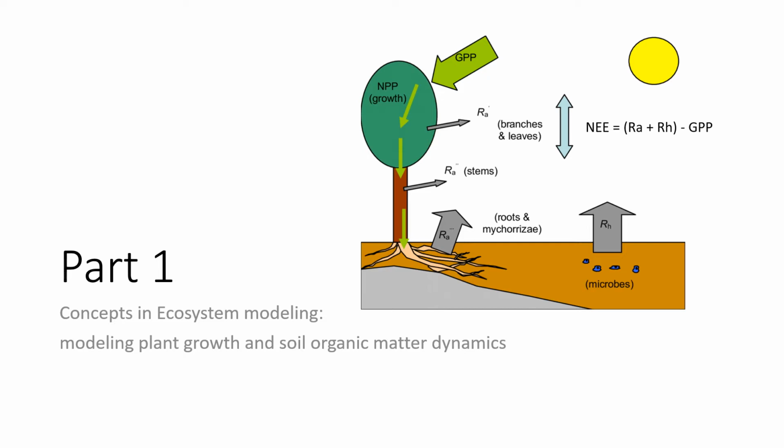And then when microbes decompose soil organic matter, it's known as heterotrophic respiration, and that also releases some CO2 back into the atmosphere. So net ecosystem exchange, NEE, is the sum of all respiration fluxes minus GPP. So NEE is negative when the amount of carbon fixed is greater than the amount lost by respiration. And that's desirable from a greenhouse gas standpoint when we want to reduce greenhouse gases in the atmosphere.